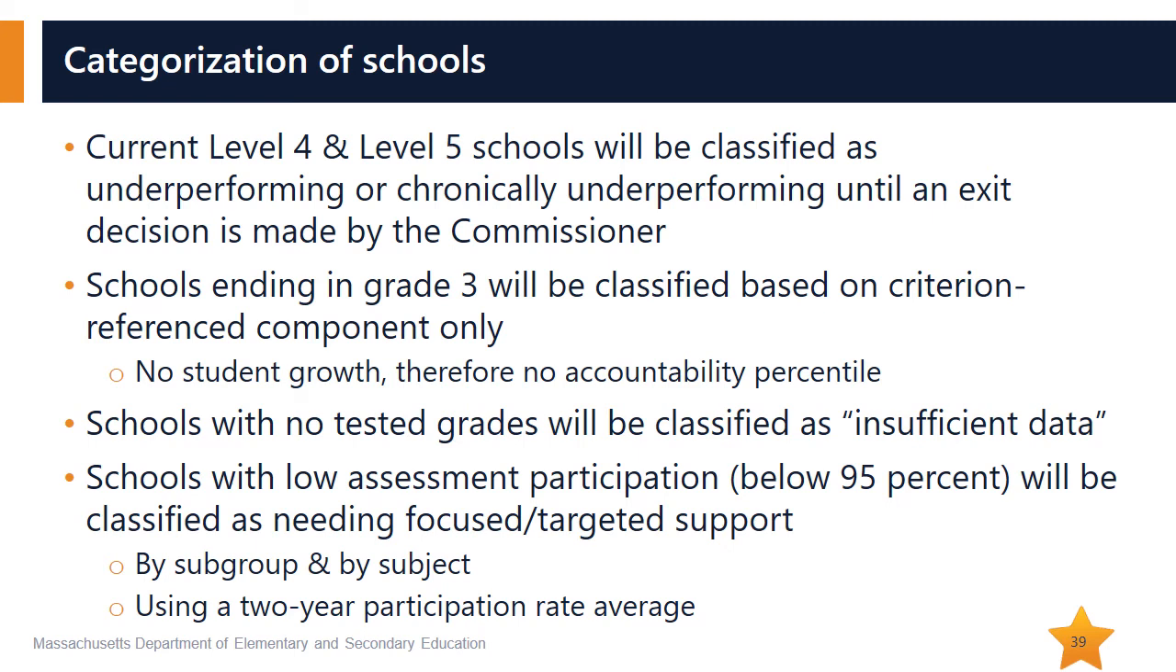Finally, any school with low assessment participation will be designated as needing focused or targeted support. State law requires all students to participate in MCAS testing, and federal law requires at least 95% participation. This calculation will be done for the school as a whole, as well as for each subgroup for each subject area test. If a school has less than 95% participation for any group in any subject, we will look at their 2-year assessment participation rate and use the higher of the two rates in the school's accountability results. This 2-year look should mitigate the impact of a few non-participants in small subgroups.